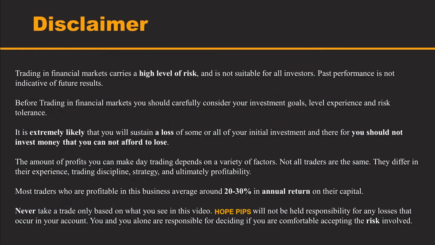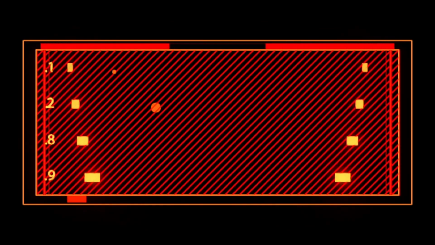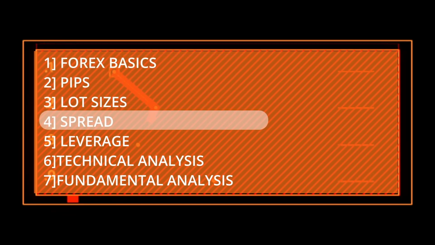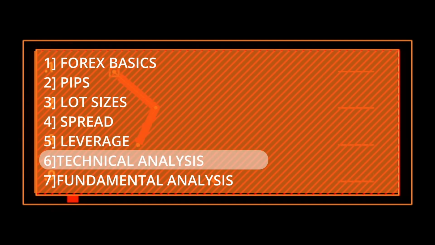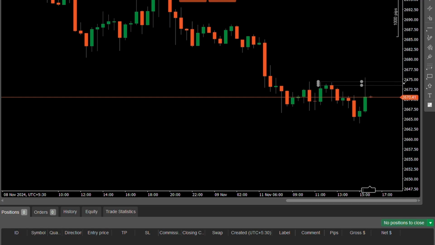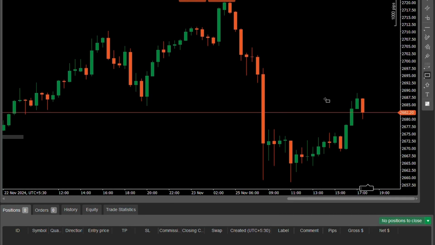Here is the topic. For simplification purposes, I am dividing this video into 7 topics. Let's see the topics. These are the topics. The first one is the intro of Forex. Later, we will discuss pips. The third one is lot sizes. The fourth one is spread. The fifth one is leverage. The final 2 chapters are most important. One is technical analysis, and the final one is fundamental analysis. So, these are the 7 chapters we are going to discuss in this video. Without wasting any time, let's get into the main topic. Let's move to the first chapter, Forex basics.